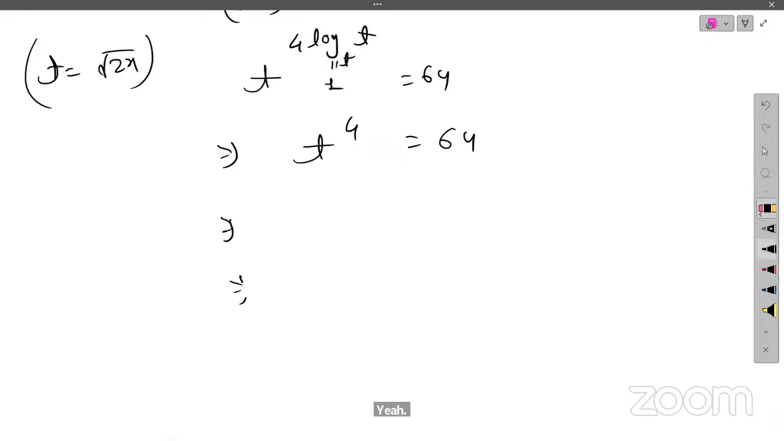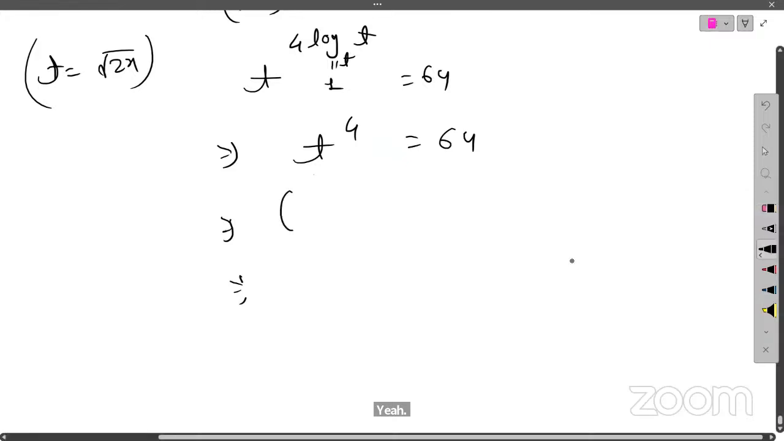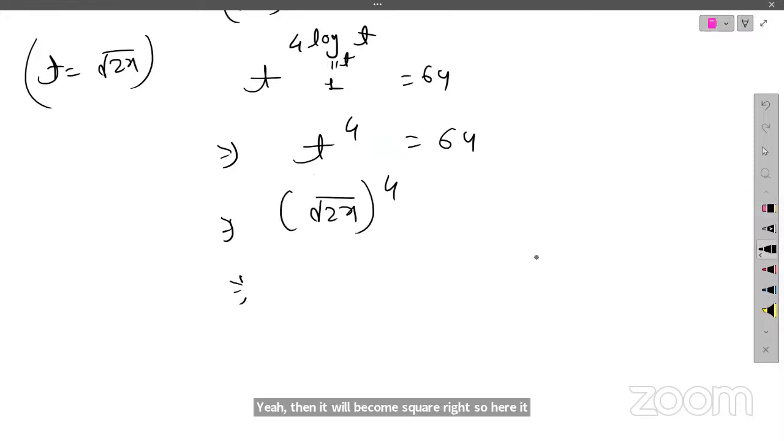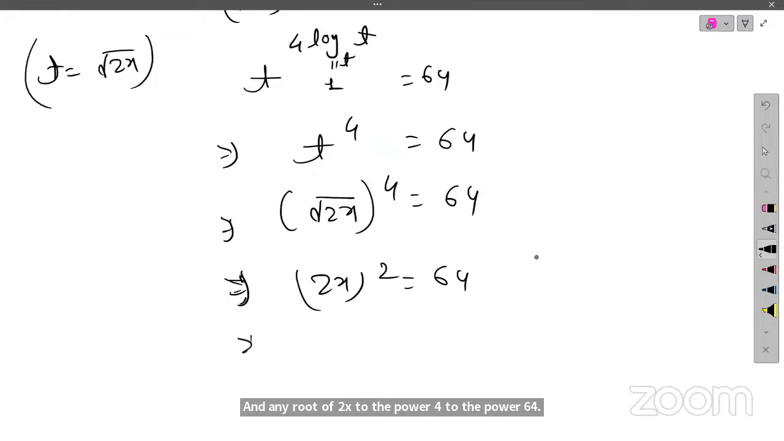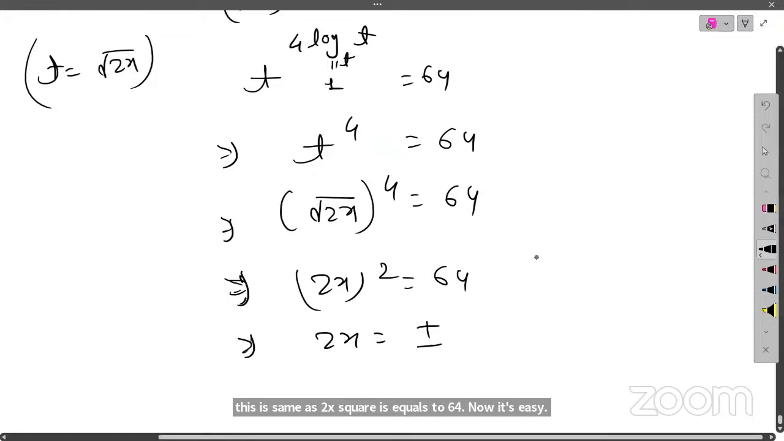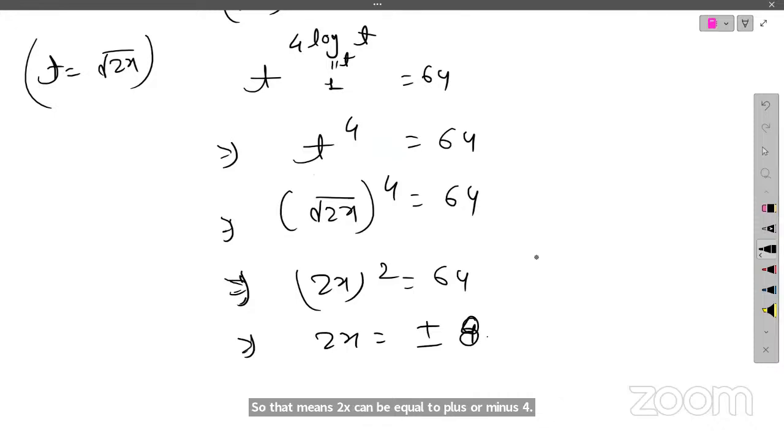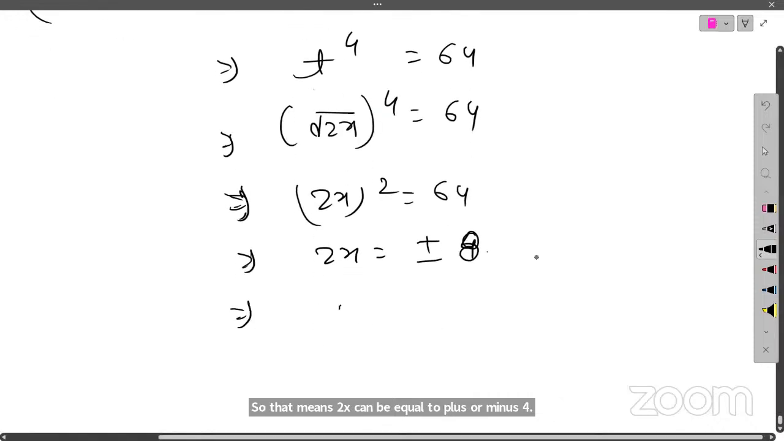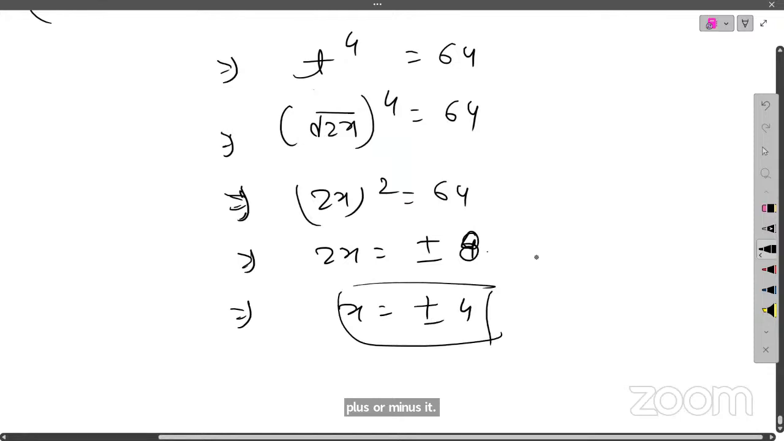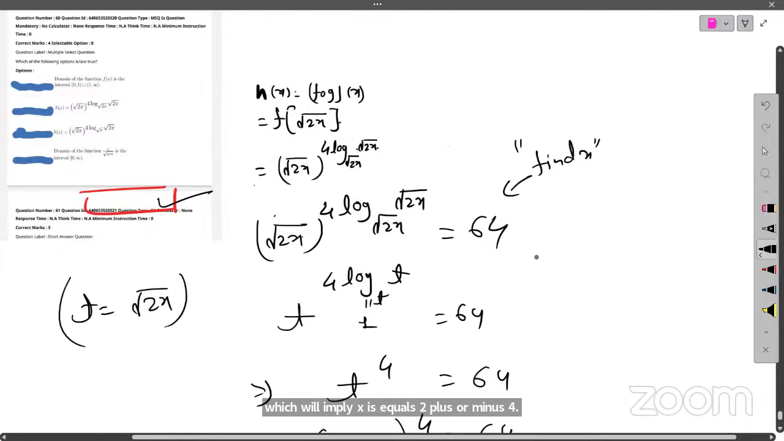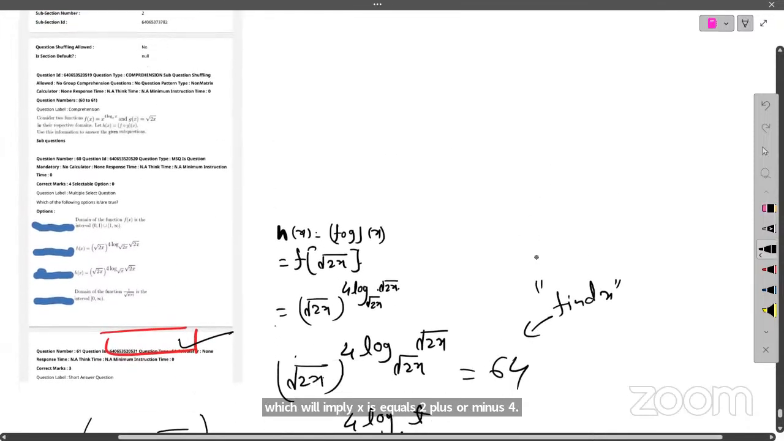Yeah, then it will become square, right? So here it will get (√(2x))^4 equals 64. So this is the same as (2x)^2 is equal to 64. Now it's easy, right? So that means 2x can be equal to plus or minus 8. Sorry, which will imply x is equal to plus or minus 4. So this is your answer.